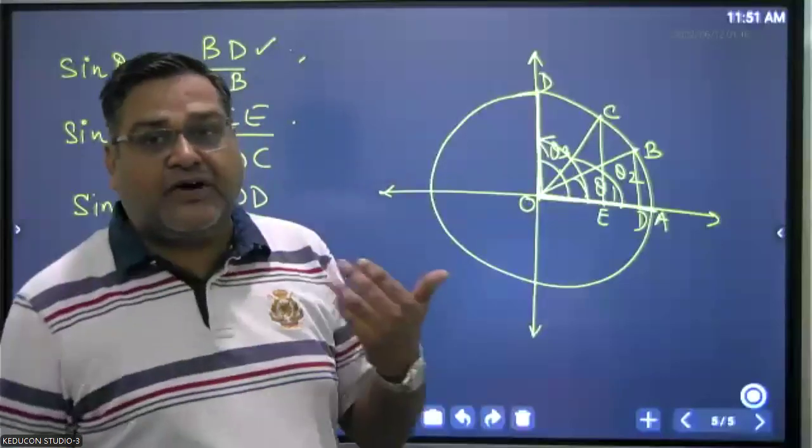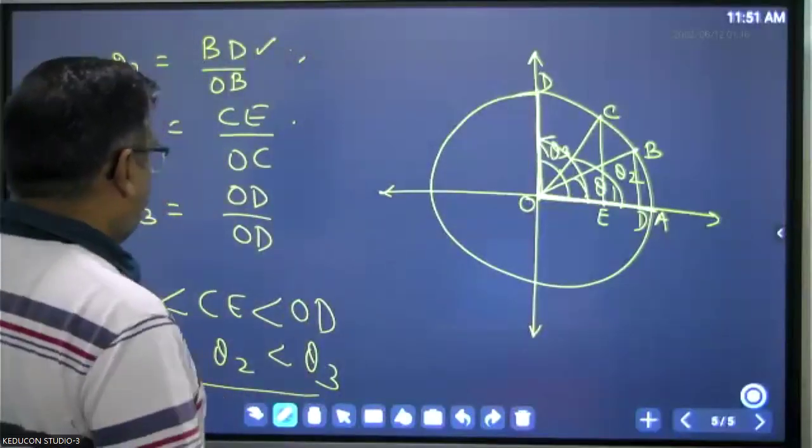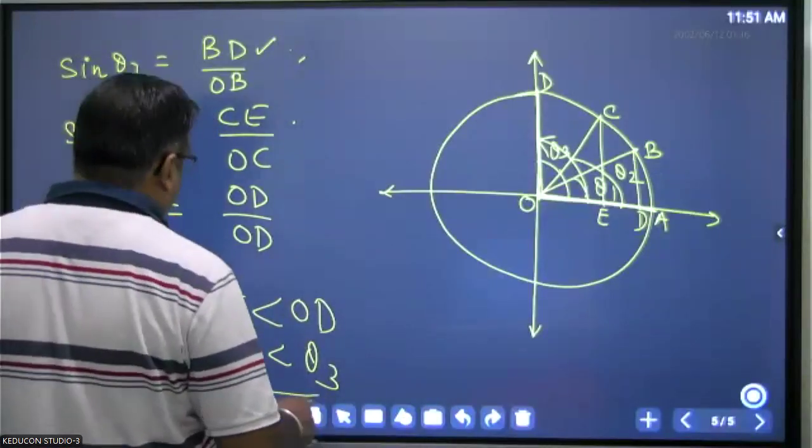Similarly, if you take for cos, the same example we take.